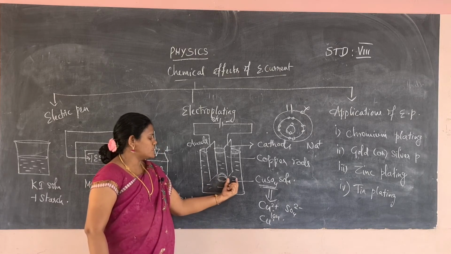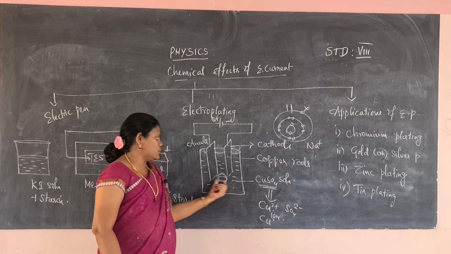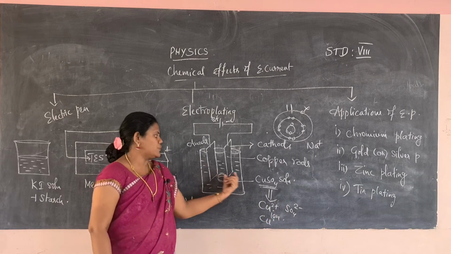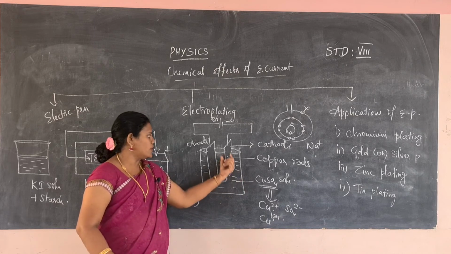And then sulfate ions will be moving to the other side. Okay, copper will be moving to the cathode side. The copper will be coated on the copper plate.